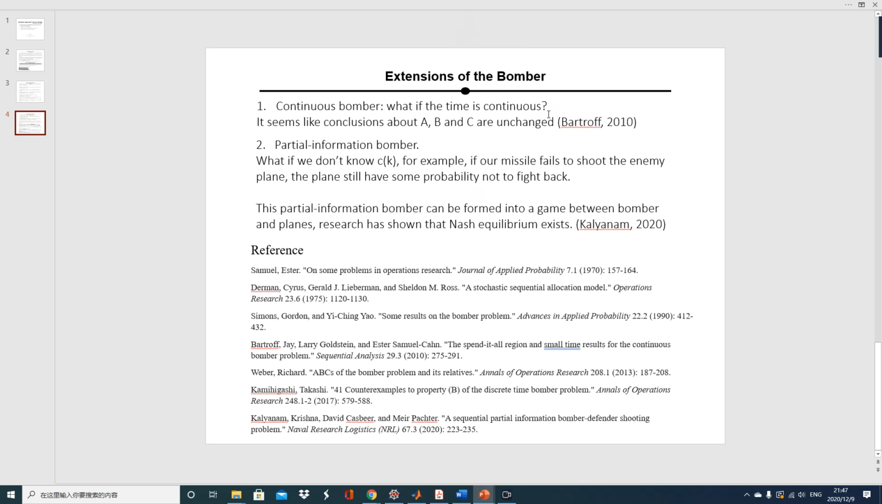And finally, I will highlight that the bomber problem can be extended, first, to continuous t, and second, to partial information, like what if we don't know the exact probability of ck.